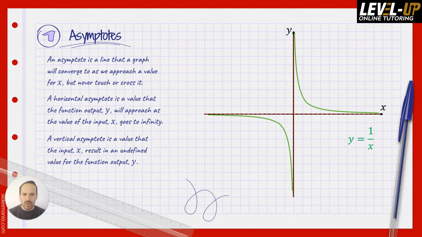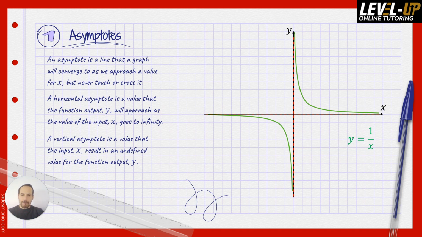And then we have the horizontal asymptote here going along the x-axis, which is also at 0, but y equals 0 this time. So that's basically, okay, what happens as x goes to positive infinity or negative infinity? Well, you can see y is basically going to go to 0, isn't it?